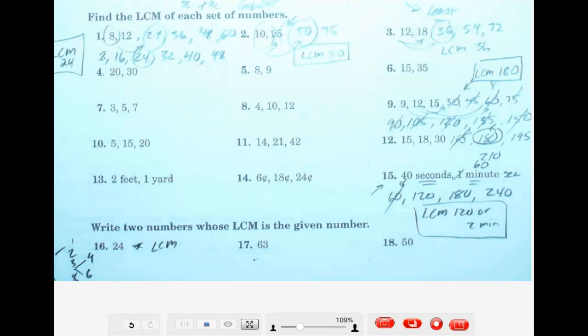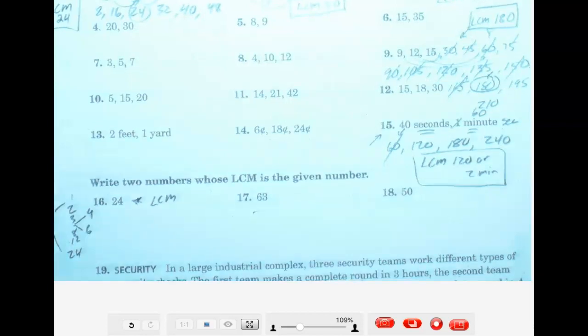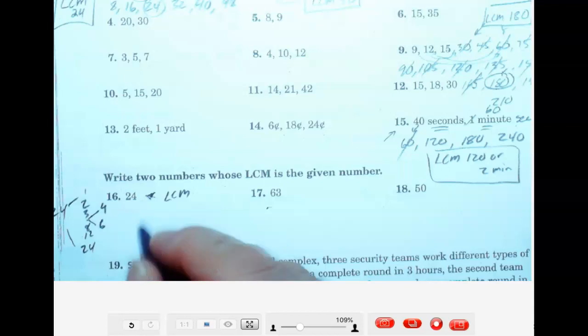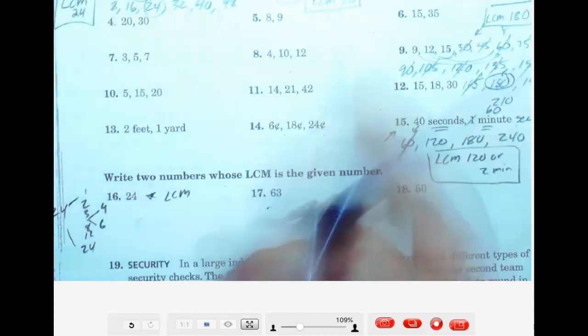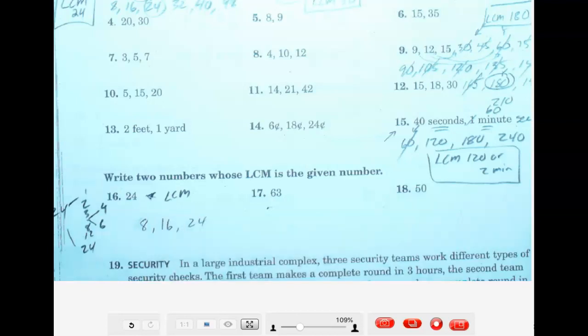So I started thinking about those numbers there and think, which of those numbers could have 24 as the LCM? Well, look through some of the bigger ones, 4 and 6. Let's think about 4 and 6. Well, 6, 12. Well, I can already see that 4 is going to go into 12, so that can't be it. So let's try another one. How about, let's try 8. Let's go 8, 16, and 24.